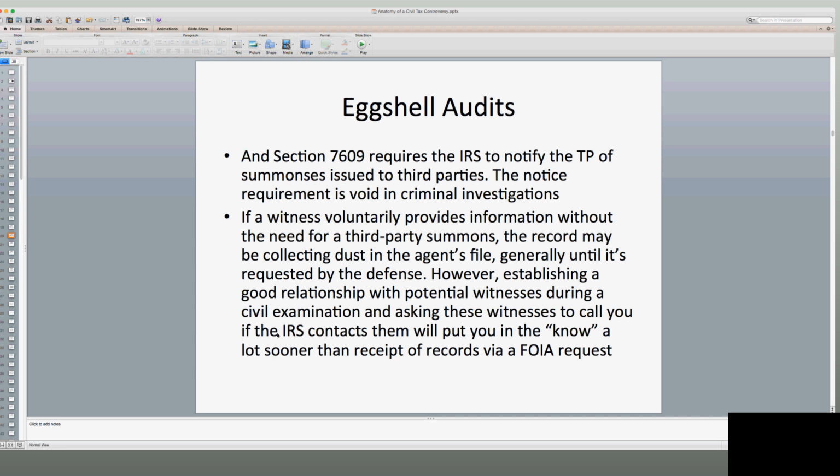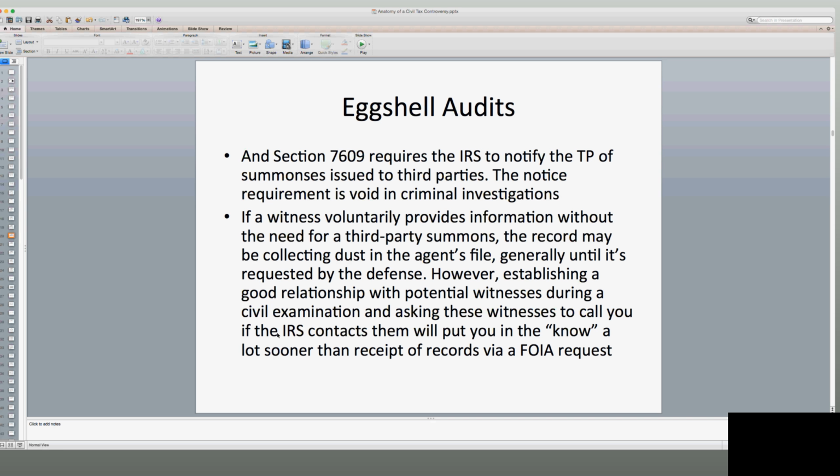And what you should also know, and this is how the IRS gets around the third-party summons requirement, is if the witness voluntarily provides information. So you'll have witnesses sometimes that are shaken up when they hear from a revenue agent, and they are so ready to throw your client under the bus or provide whatever information the agent requests that there's not a need for a third-party summons.